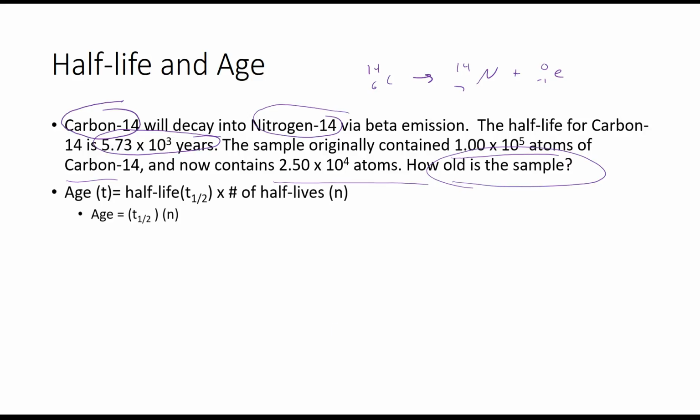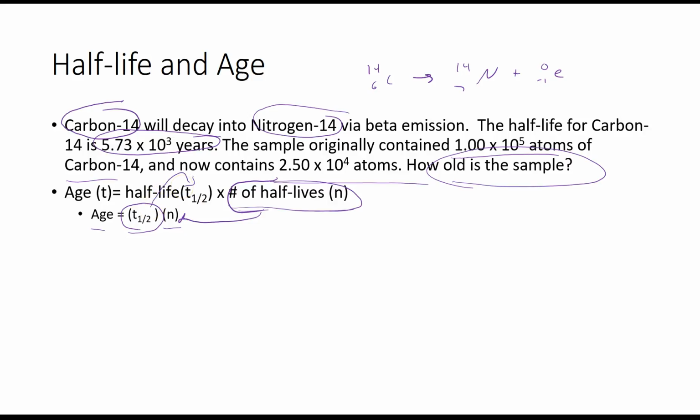The formula we use for that is the age of the sample is equal to the half-life, notated as T1/2, times the number of half-life periods. The number of half-life periods is N, and the half-life itself is T1/2.